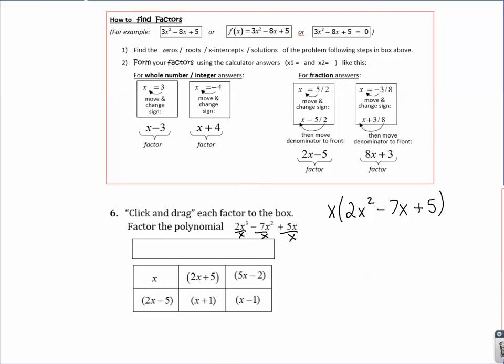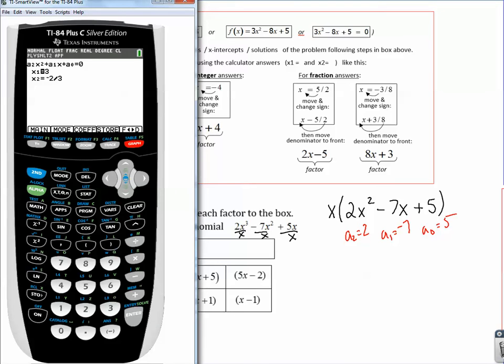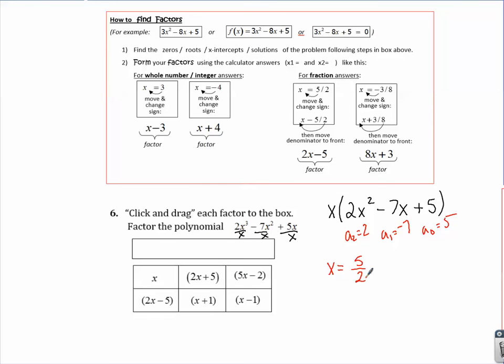So I can enter my information again. A sub 2 is equal to 2. A sub 1 is equal to negative 7. A sub 0 is equal to 5. Enter this in: 2, negative 7, 5, solve. 5 over 2 and 1. x is equal to 5 over 2, x is equal to 1. Change the sides, change the sign: x minus 5 over 2, x minus 1.